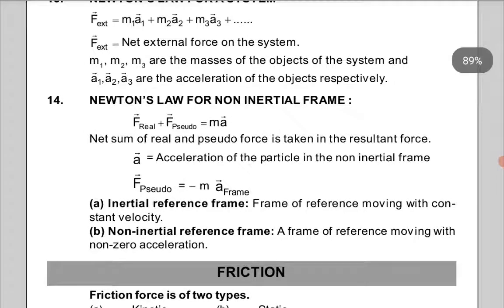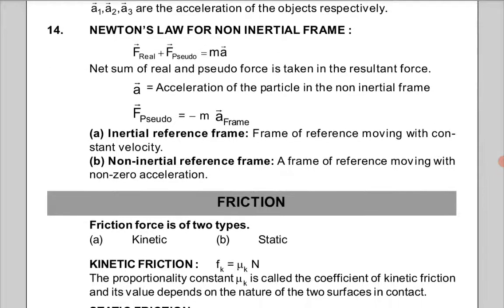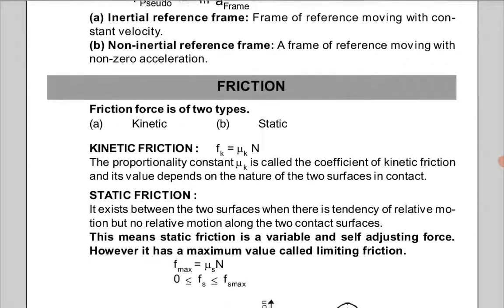Then Newton's law for a non-inertial frame. F real plus F pseudo equals m into a. The net sum of the real and the pseudo force is taken as the resultant force. a is the acceleration of the particle in the non-inertial frame, and pseudo force equals minus m into a of the frame. Inertial reference frame is a frame of reference moving with constant velocity, and non-inertial reference frame means a frame of reference moving with non-zero acceleration.